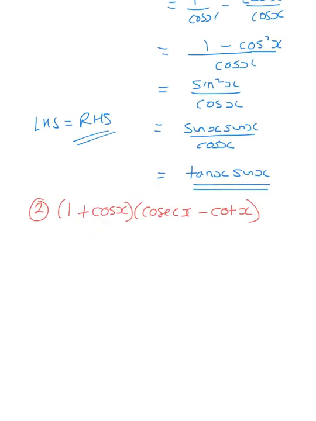Here we're going to take the second one, so 1 plus cos x in one bracket, cosec x minus cot x in the second bracket. Expanding the brackets will give me cosec x minus cot x plus cos x cosec x minus cos x cot x.